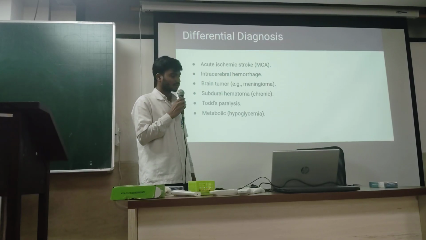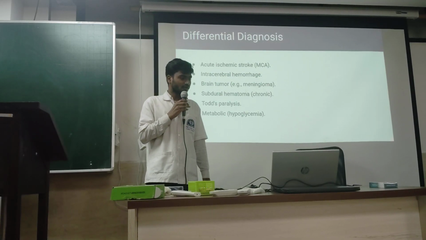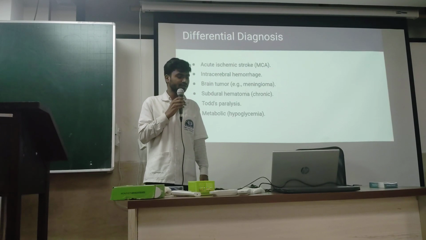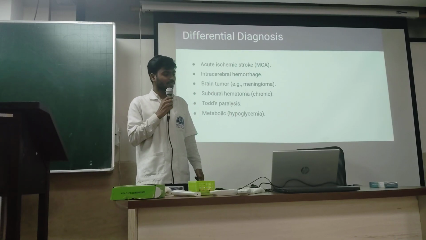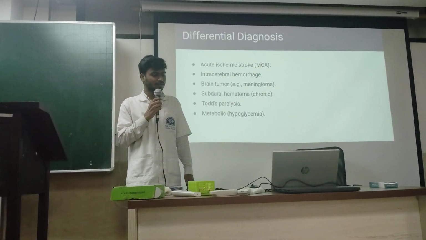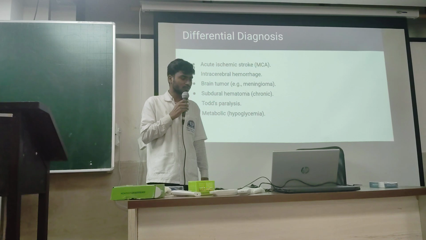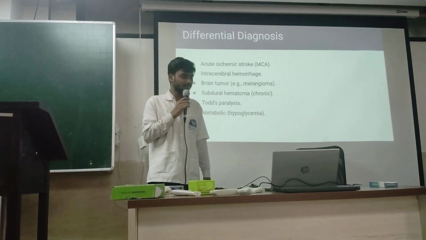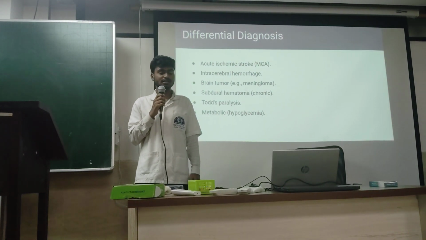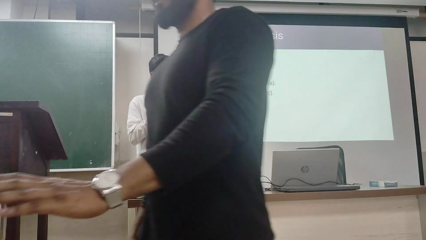Then we have the differential diagnosis. The most important is acute ischemic stroke. Then the least likely are intracerebral hemorrhage, brain tumor, subdural hematoma, Todd's paralysis, and metabolic hypoglycemia.